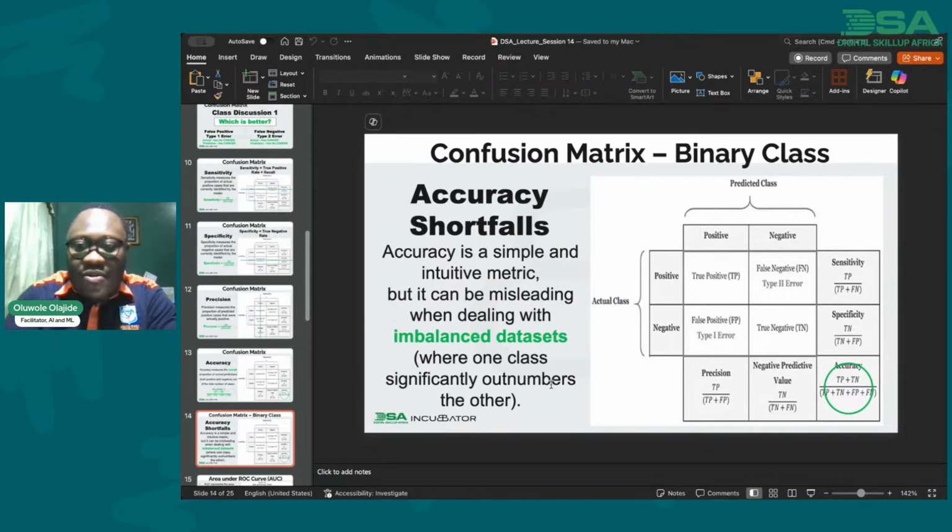We are looking at accuracy shortfall. What are accuracy shortfalls exactly? Most especially when you are working with binary classes. I didn't want to talk about it, but it's good. I saw somebody speak about imbalanced data set, and I'm happy I actually put this. Accuracy is a simple and intuitive metric, but it can be misleading when dealing with imbalanced data set.